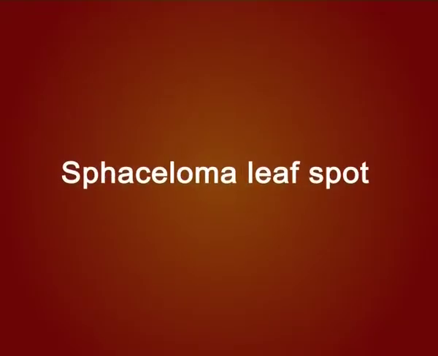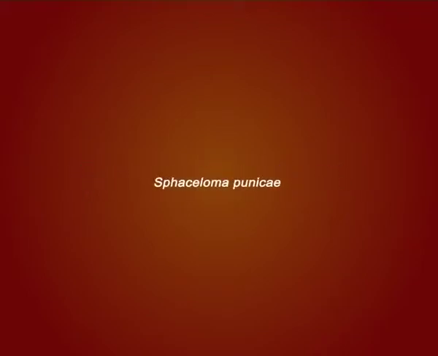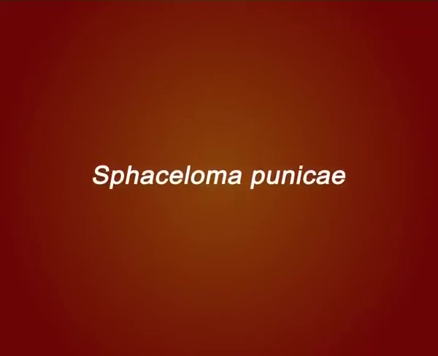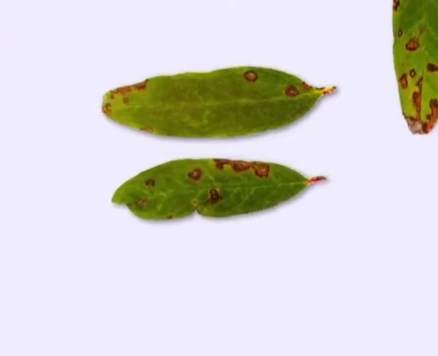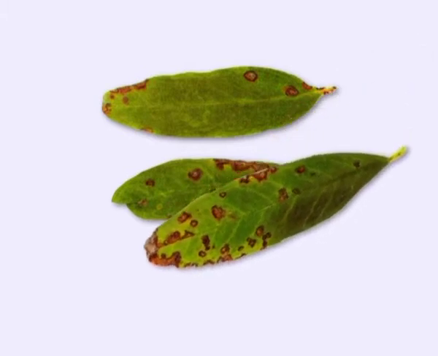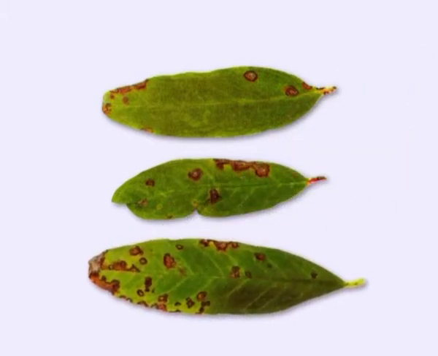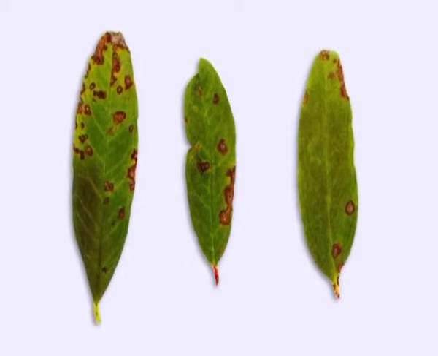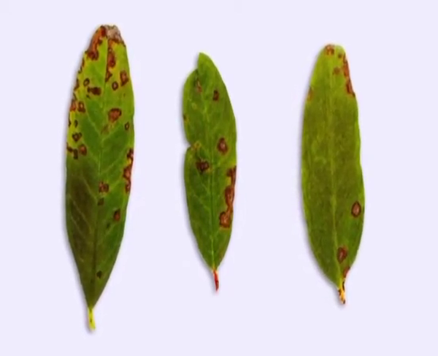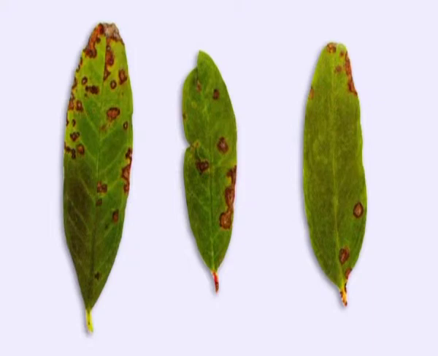Next disease is the Sphaceloma leaf spot caused by Sphaceloma punicae. Let's see how the symptoms look. The disease attacks leaves, shoots, calyx and fruits. Rusty spots appear on leaves. Infected leaves turn yellow and die. Rust colored pustules appear on the fruits. This is about the symptoms of the disease.